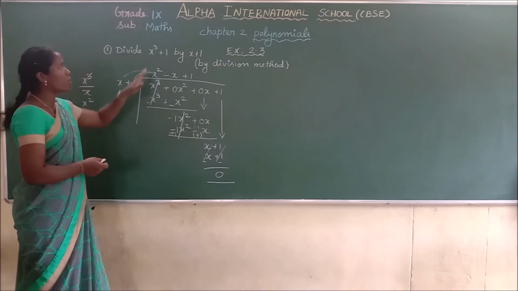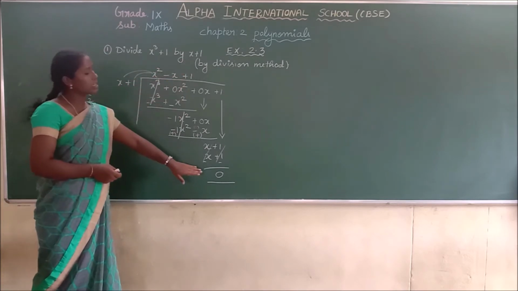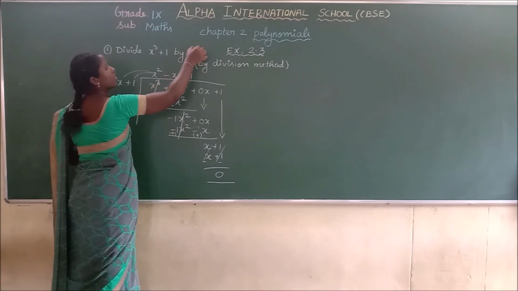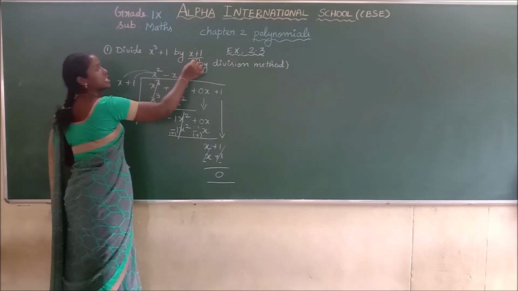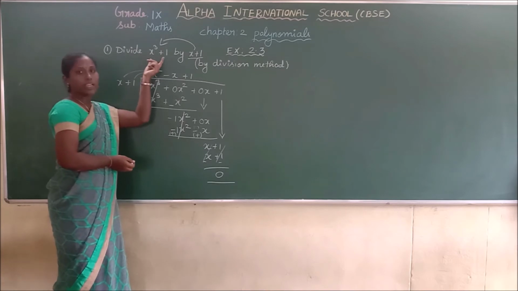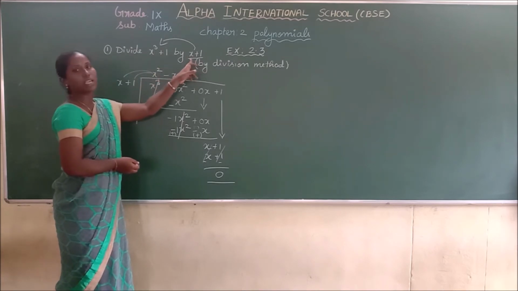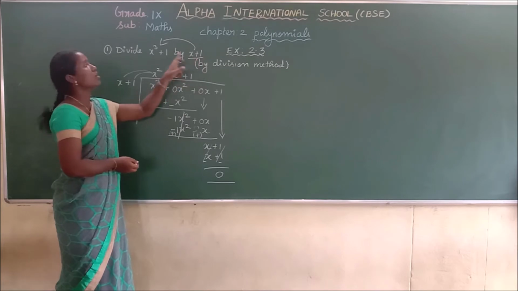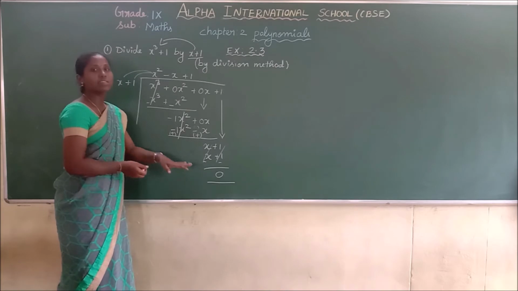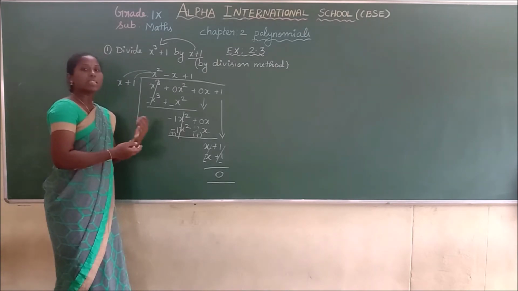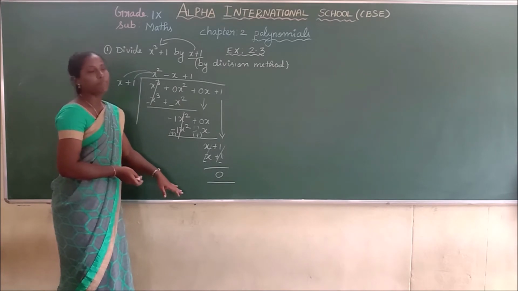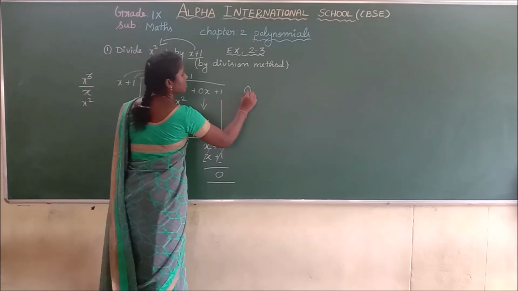While dividing a polynomial by another polynomial, if you get the remainder as 0, the divisor is said to be a factor of the polynomial we are dividing. So we can say that x plus 1 is a factor of x cube plus 1. If the remainder is 0, we can say this. If the remainder is not 0, we can't say it is a factor. Now, what is the quotient?